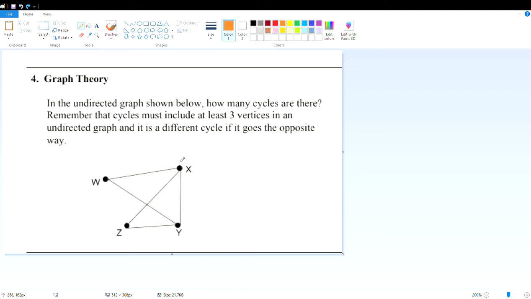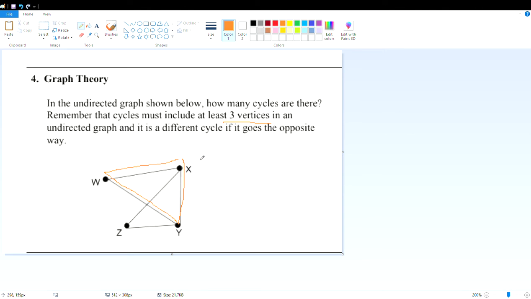Okay, so let me pick a different color. Orange. Okay, so we can see that there's one here, right? There's one here. So that would be, and that has a length of 3 because there are 3 edges. So you have to have at least 3 vertices, or 3 nodes in the cycle.